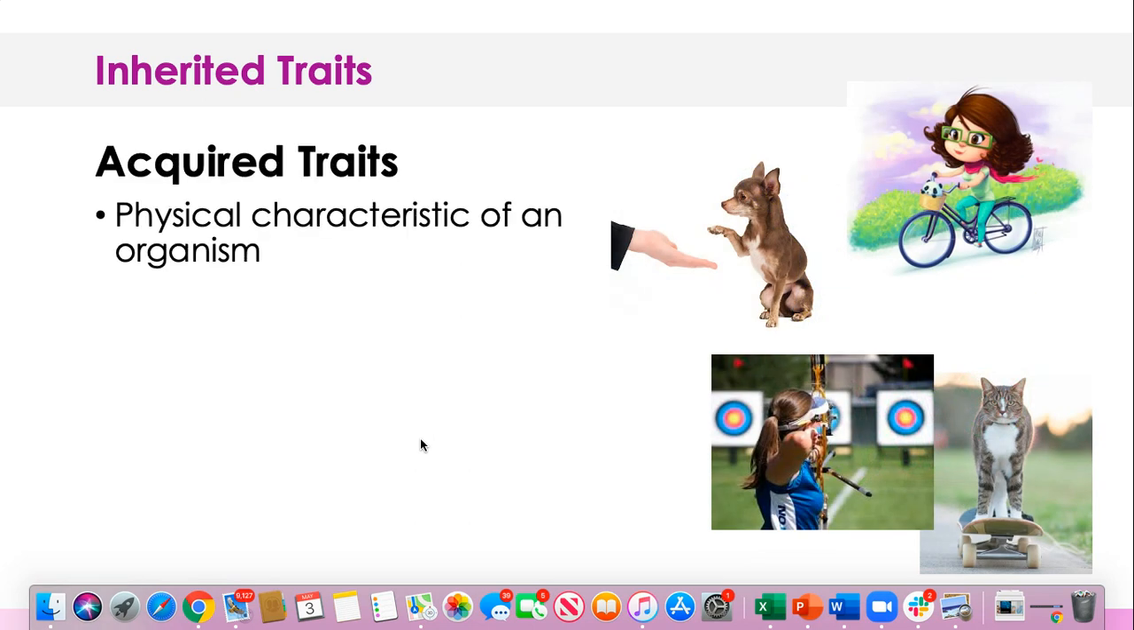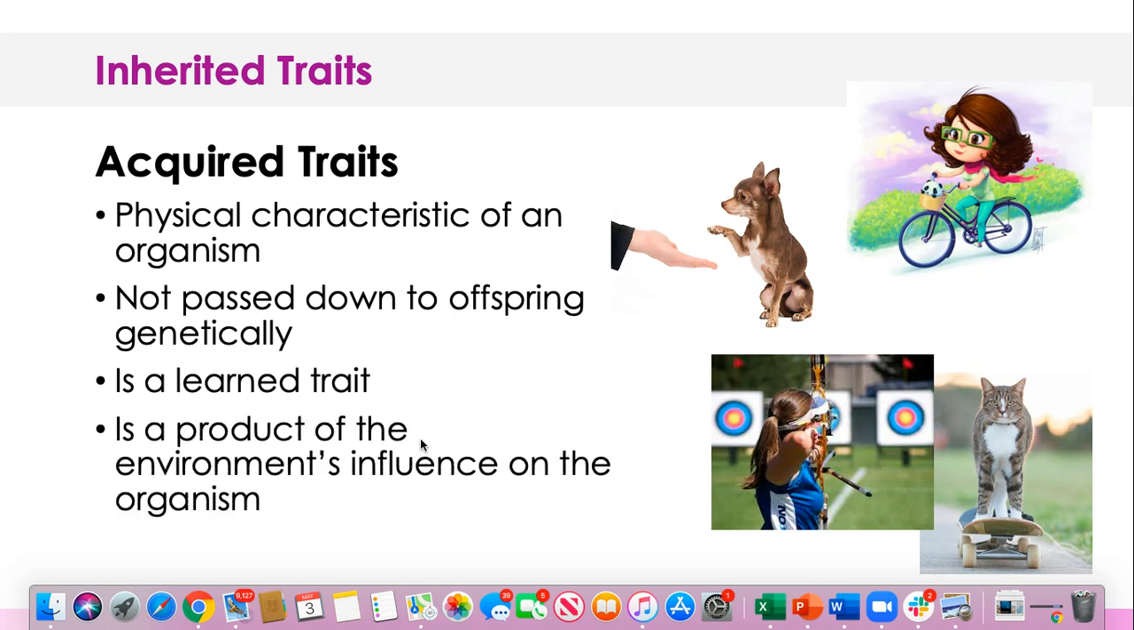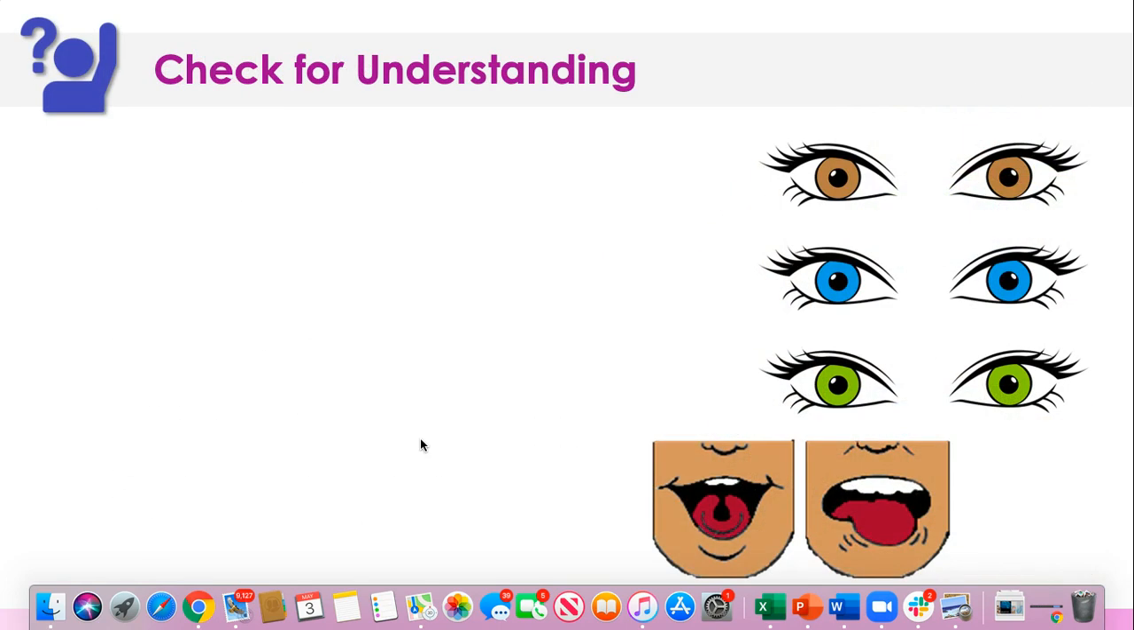Now let's talk about something called acquired traits. These are physical characteristics of an organism that are not passed down to offspring genetically. It's a learned trait, a product of your environment's influence on the organism. Basically, you learn how to do this, just like you learn how to ride your bike, or dogs learn how to shake human's hands, those kinds of things. You didn't get those because of your genetics. You got those because you learned them.